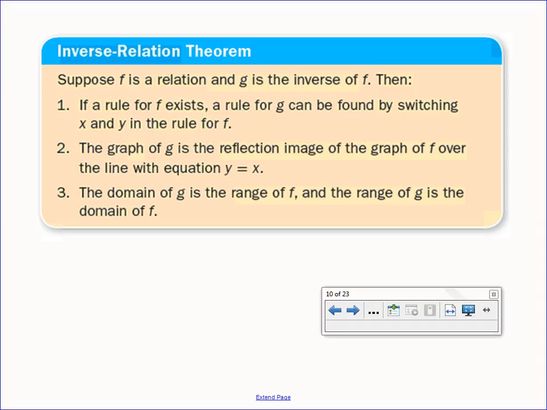And lastly, the domain of g is the range of f, and the range of g is the domain of f. What? Well, if we switched all the x's and y's to gain a relation's inverse, then it makes sense the set of values in the domain and range would also be switched. Because the original domain is all the x's, the original range is all the y's. If we flipped all the x's and y's, now the inverse relation's domain is going to be the original y's, and vice versa. That's pretty sweet.